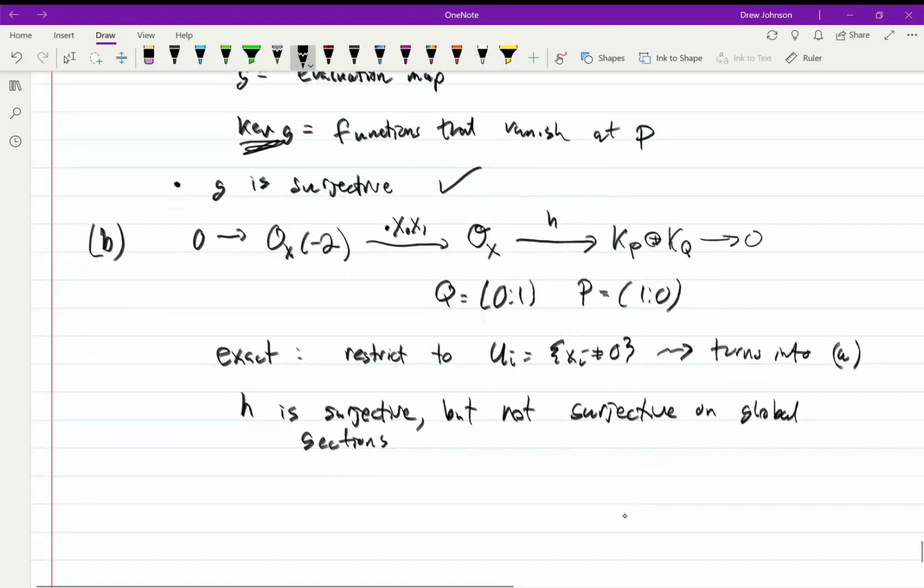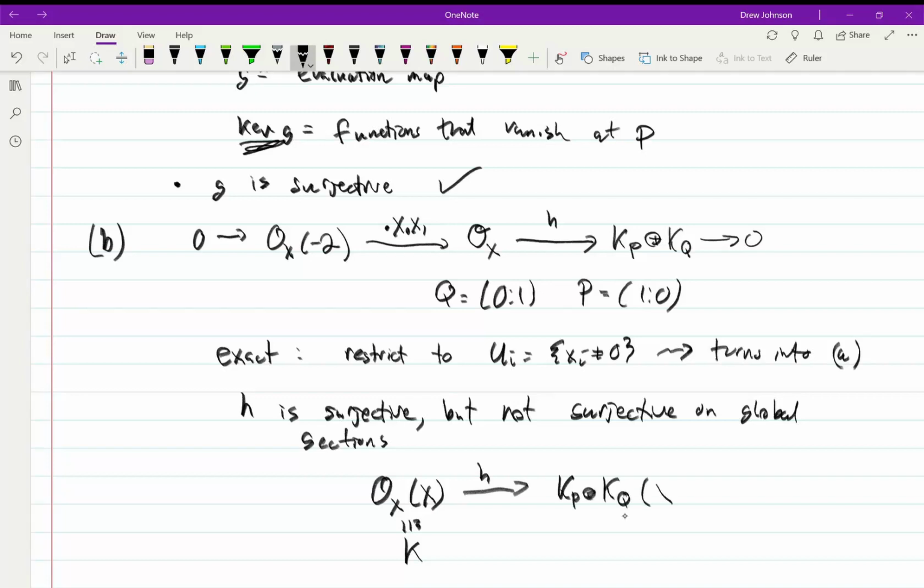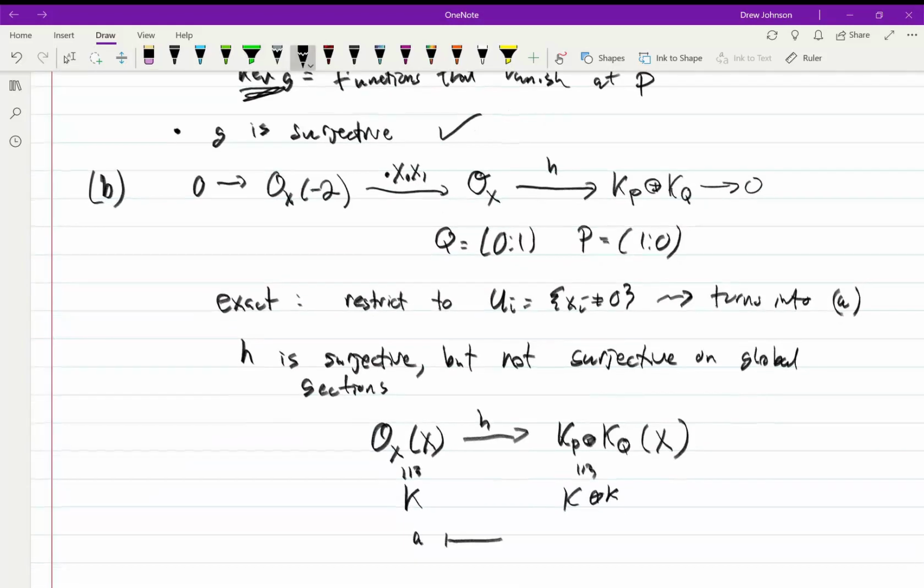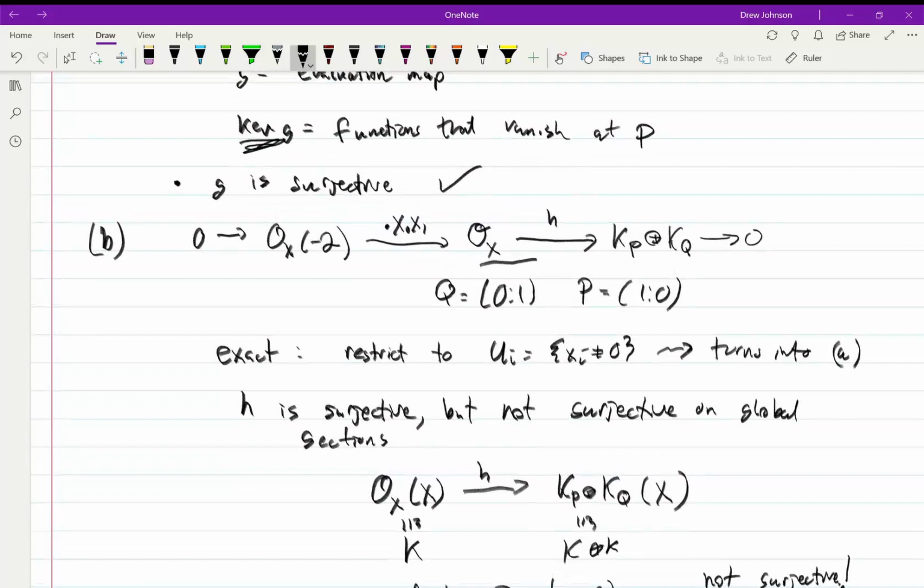All right, so what I mean by that, if you take O_X of X, remember X is P^1, so this is just isomorphic to the field of constants K. But then you have this map h into K plus K evaluated on the whole thing X, and this is isomorphic to K plus K. Okay, and h is just the diagonal map that takes a to (a, a), right? So this is not surjective on sections.